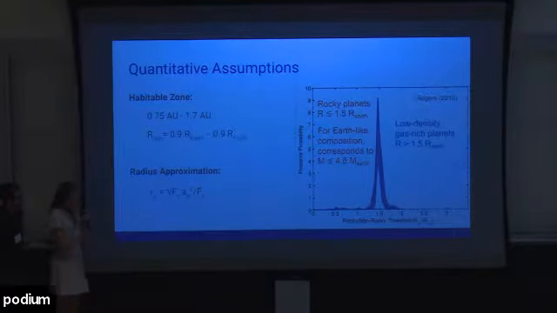We used this equation here to approximate our planetary radii, and we assumed everything below 1.5 Earth radii to be a rocky planet and everything above to be gaseous. And additionally, all of our exoplanets are presumed to be orbiting sun-like stars.